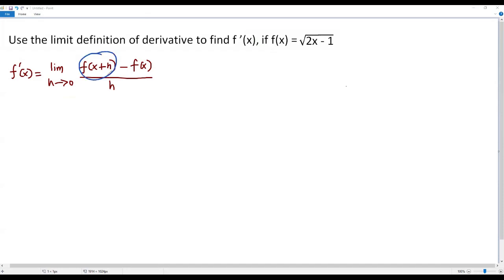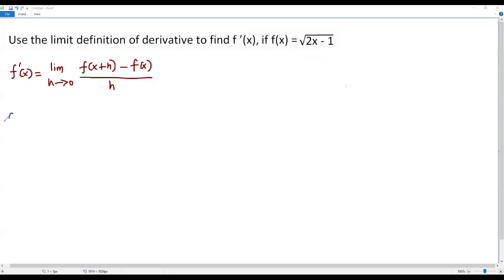So to get f of x plus h, in the given function this x has to be replaced by x plus h. And the right side also, this x has to be replaced by x plus h. And then we have to plug in the square root of 2x minus 1 for this f of x, and we have to simplify.